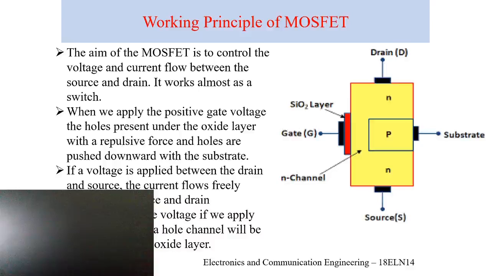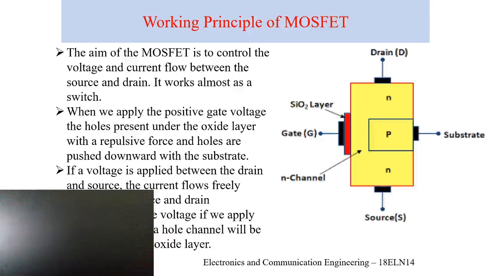Next, coming to the working principle of a MOSFET, the main aim of the MOSFET is to control the voltage and the current flow between the source and the drain. Hence, it works almost as a switch. Switch is like on and off. The working of a MOSFET depends on the MOS capacitor. Capacitor in the sense of charging and discharging. If it is charging, it is in the on condition, and if it is discharging, it is in the off condition. The MOS capacitor is the main part of the MOSFET.